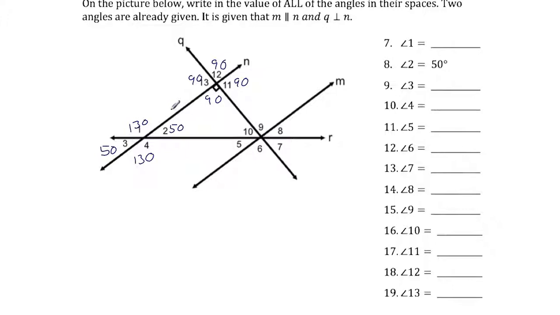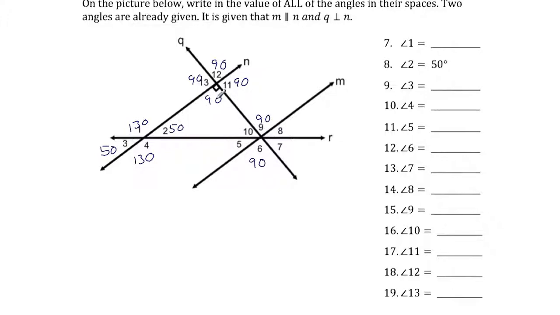What else could we do here? Well, we know that N and M are parallel, so 11 and 9 are consecutive interior angles, so they are going to be supplementary, so they add up to 180. So that means that this is going to be 90. We also can see that 9 and 6 are vertical angles, so 6 is going to be 90 degrees as well.